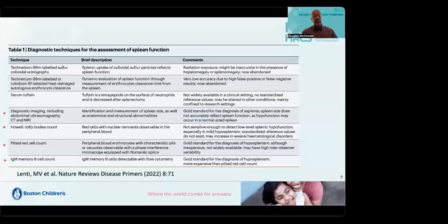The other assessment that we can perform is to quantitate IgM positive memory B cells. This particular population of B cells is predominant in splenic tissue, and decreases in IgM positive memory B cells can be seen commonly in patients with asplenia.